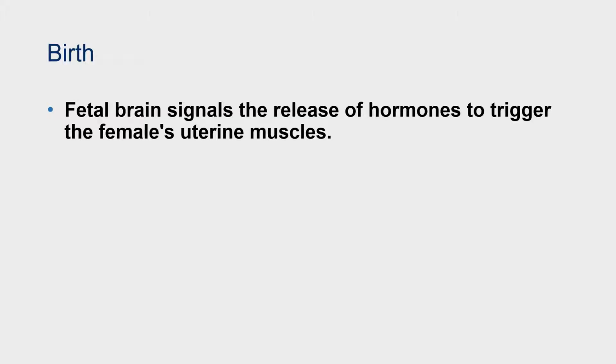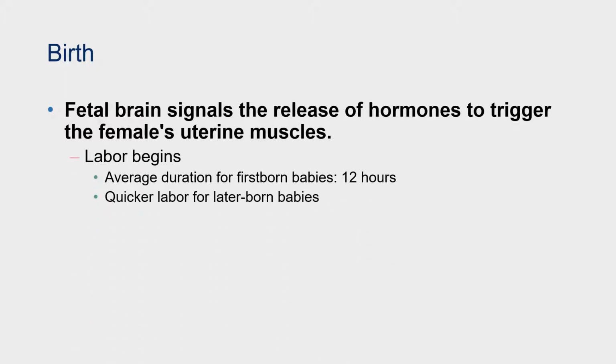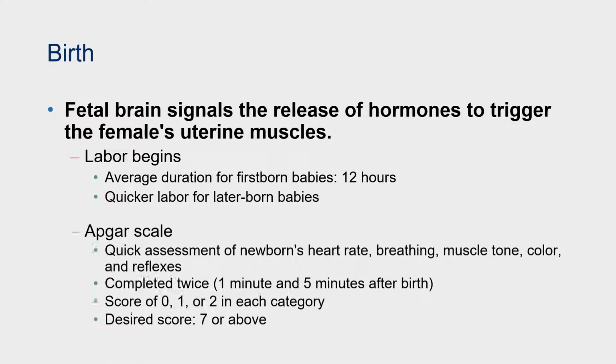It's interesting that at birth, the baby knows when he or she is ready. The fetal brain signals the release of hormones to trigger the female's uterine muscles. Labor begins. The average duration for firstborn babies is 12 hours, and there's quicker labor for later-born babies.